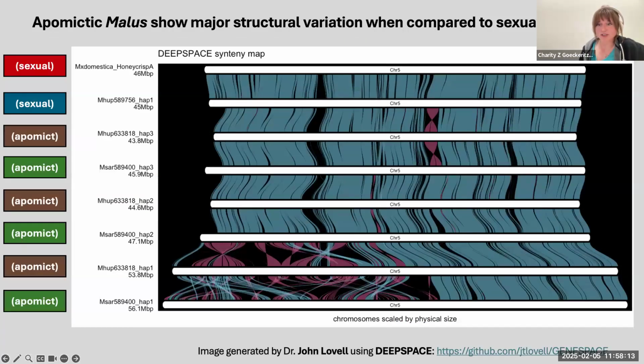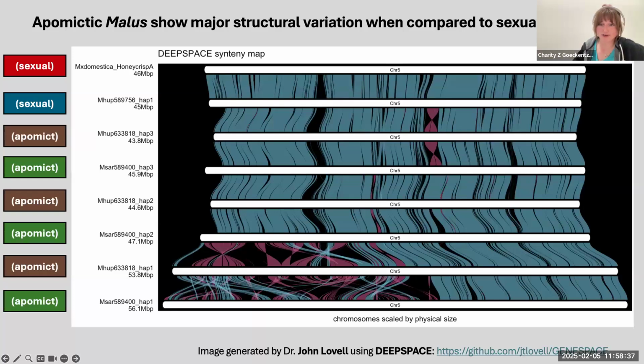Okay, so we can take a finer look at this region. This is a plot generated with DecoSpace for nucleotide synteny, and that's important because I don't actually have annotations for these genomes quite yet. But the two sexual haplotypes are up there on the top, Malus domestica haplotype A, and one of the haplotypes of that Malus hupehensis that I assembled.